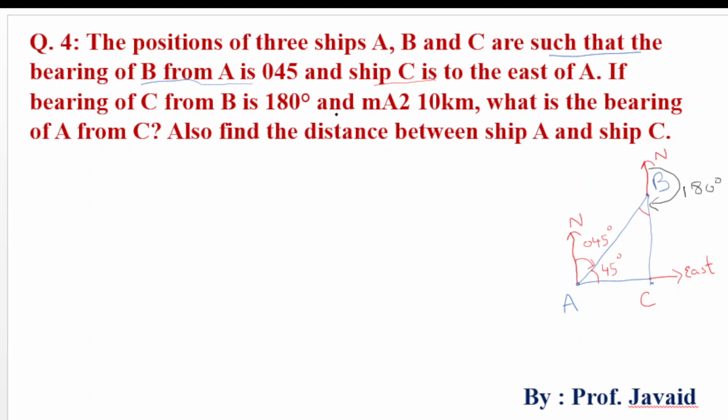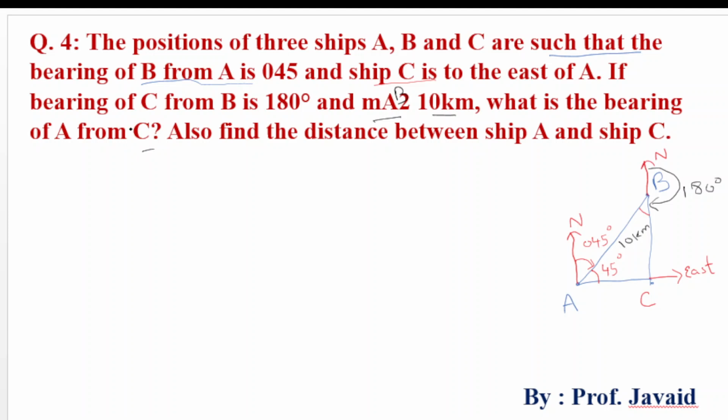Then the measurement of AB is equal to 10 kilometers, because it's a distance, not an angle. So where is AB? You can see this is 10 kilometers, like this. Now we move next. What is the bearing of A from C? A from C. We have to find where C is first of all.